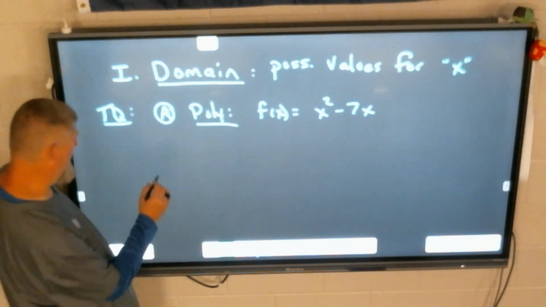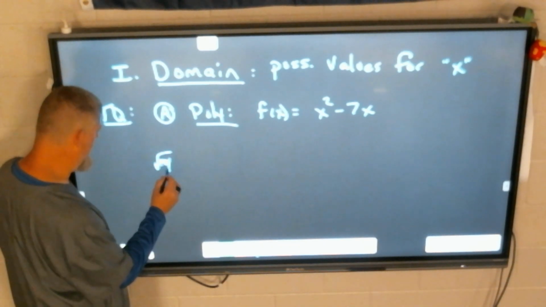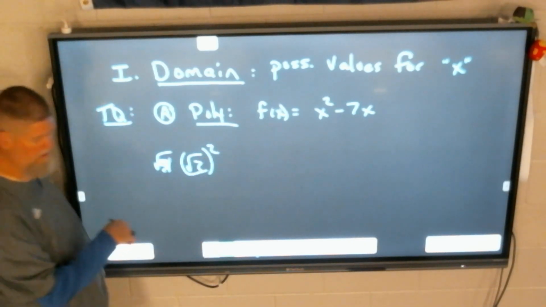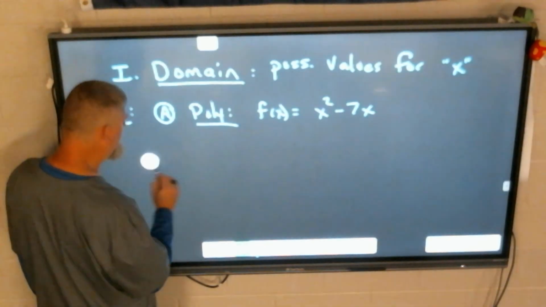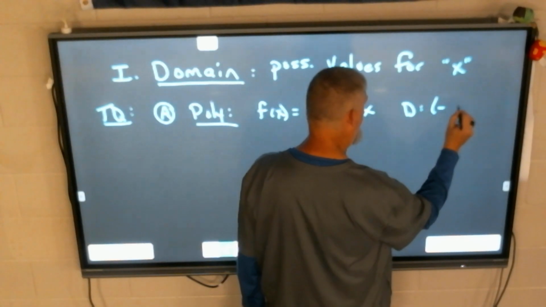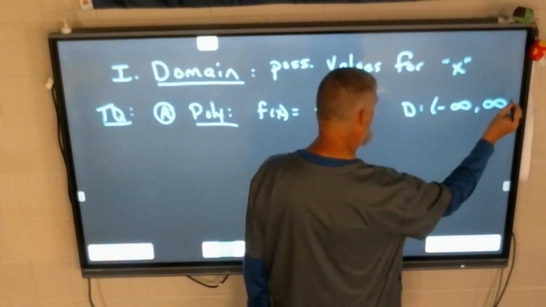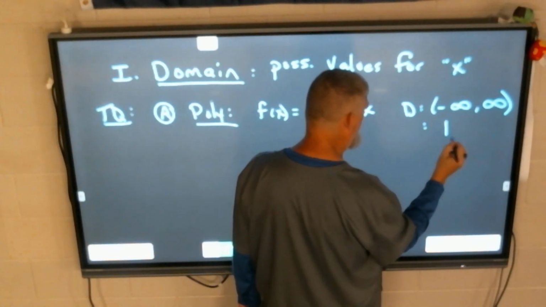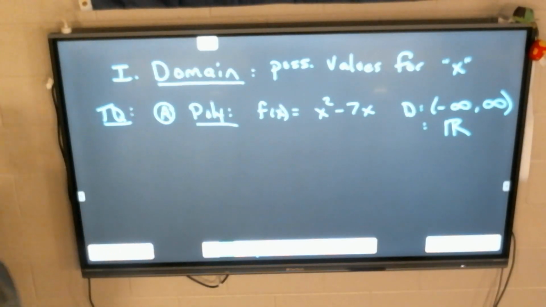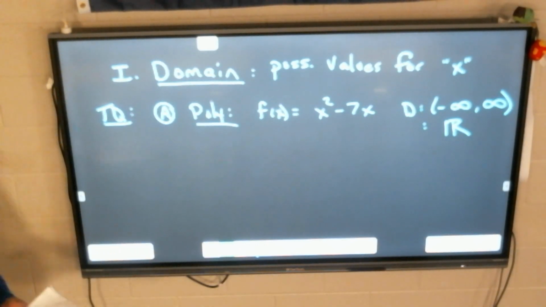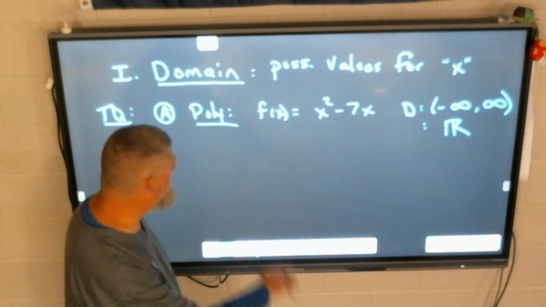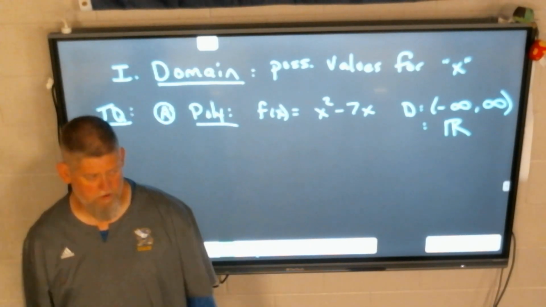Can I square irrational numbers? Like, can I take the square root of 2 squared? Can I do that? Yeah. Absolutely. So whenever you see a polynomial, the domain is going to be negative infinity to infinity, everything. Anything on a number line. Normally we notate that with the funky looking R, if you remember the R from last year. All reals. It doesn't matter what the polynomial is, or what the power is, whether it's 3rd degree, 5th degree, or 10th degree. If it's a polynomial, the answer will always be all reals.